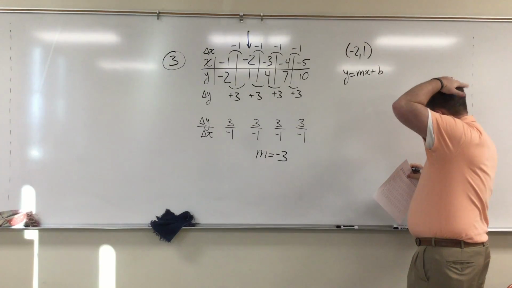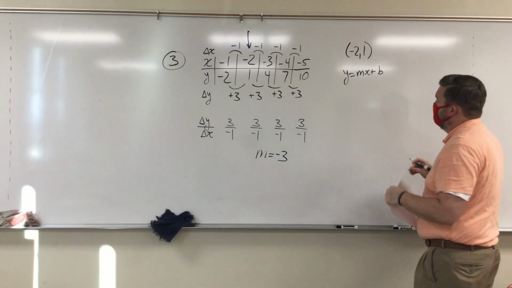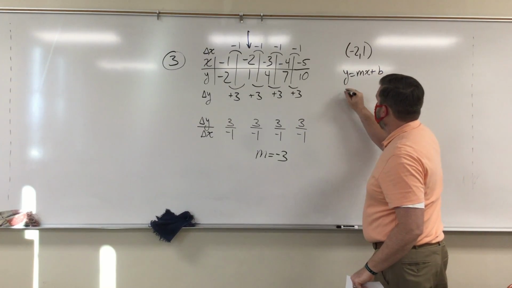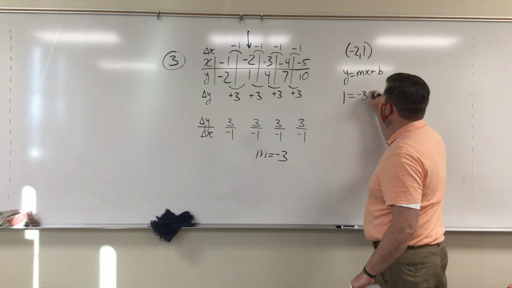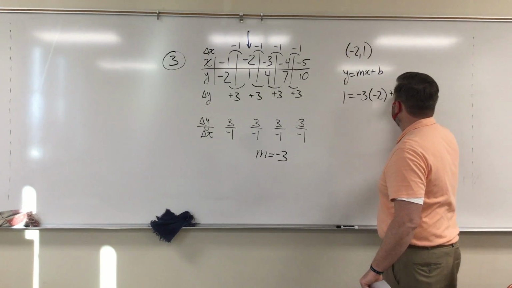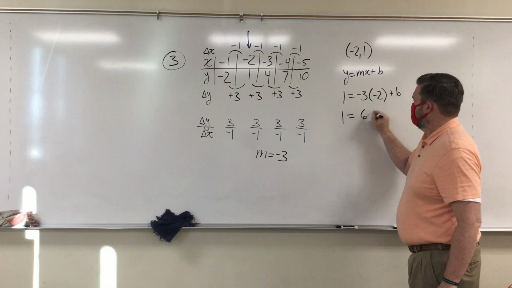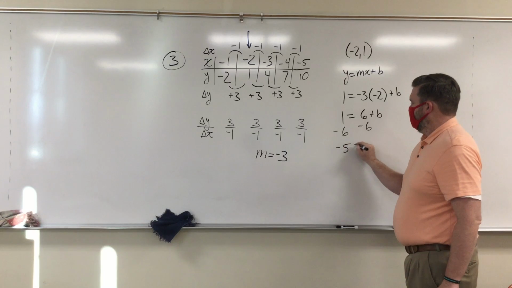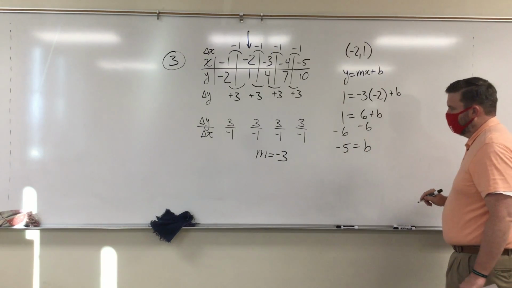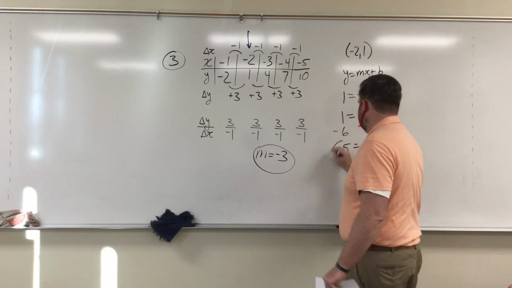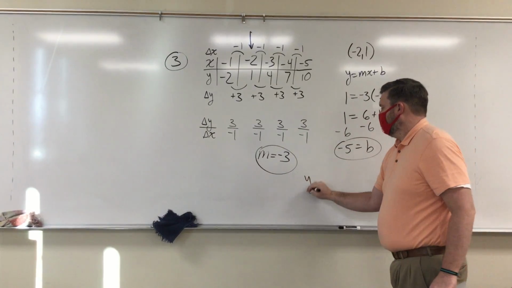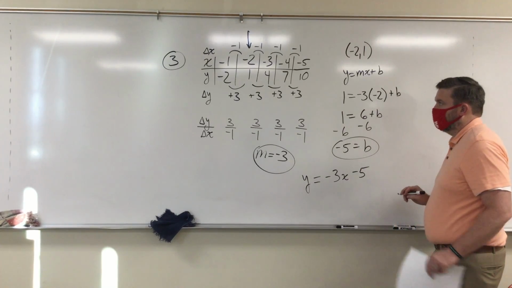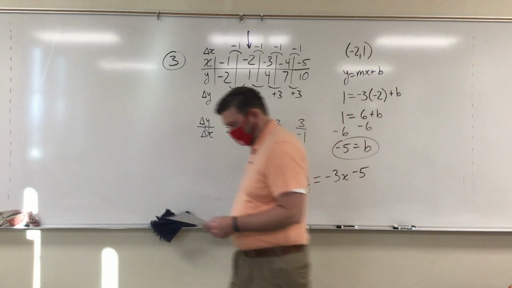So we substitute in y and m and x in order to find b. So the y value is 1, m is -3, x is -2. So you get 1 equals 6 plus b, subtract 6, and b is -5. So m is -3, b is -5. Get y equals -3x minus 5. So that's the equation of that one.